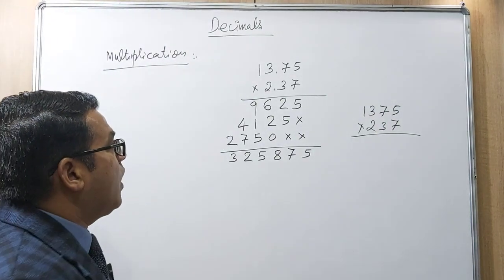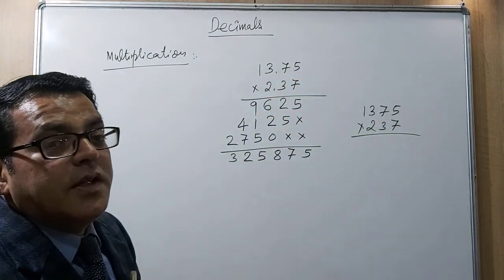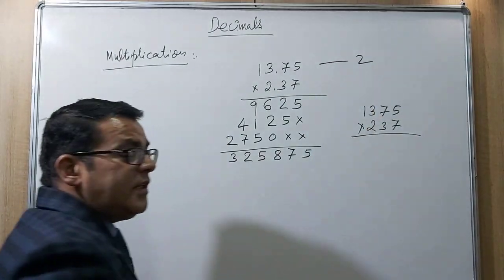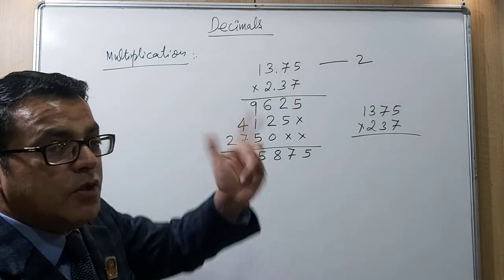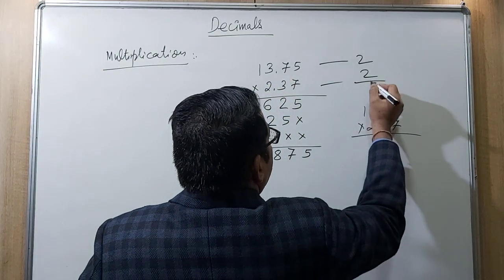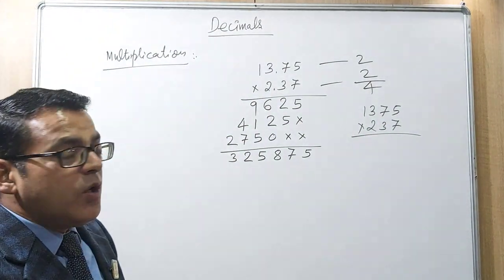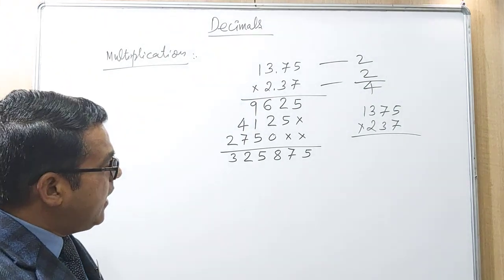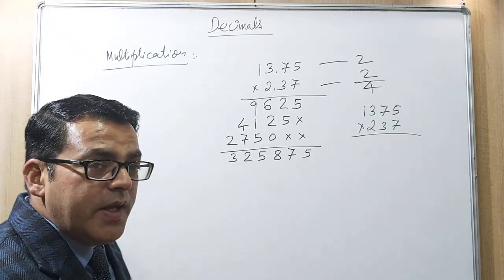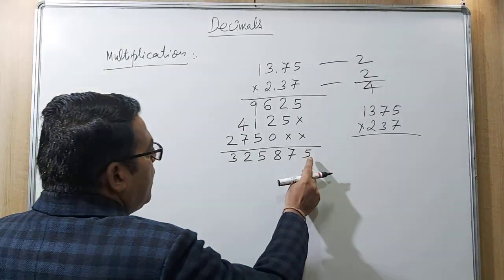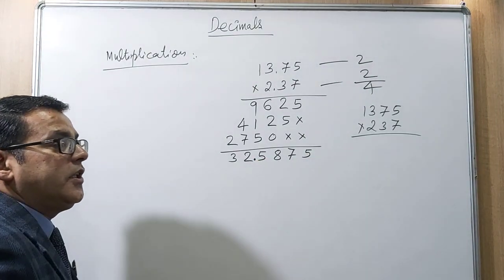So what to do now? You just check the first number. After the decimal point, 2 places are there. How many places? 2 are there. And downside also you can see after the decimal point 2 digits are there, meaning 2 places are there. So 2 plus 2 is 4 places in all total. You have to add them. So total 4 places are there. It means in our answer after the decimal point 4 places should be there. This is very important. Now you count from here, 1, 2, 3, 4. So we can put the decimal point in between this 2 and 5.